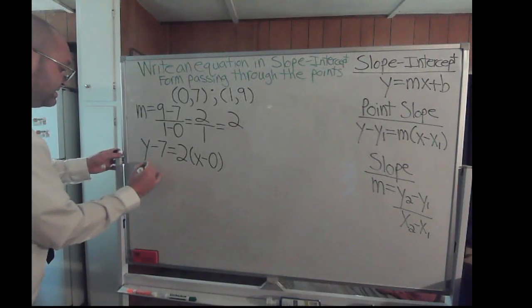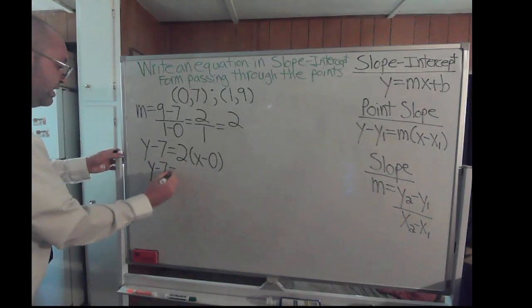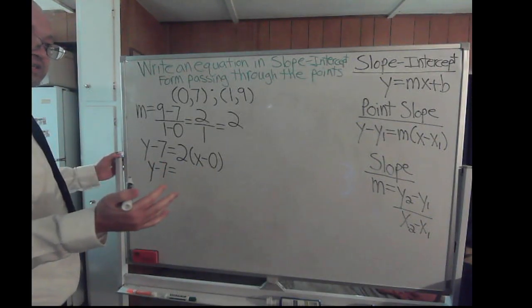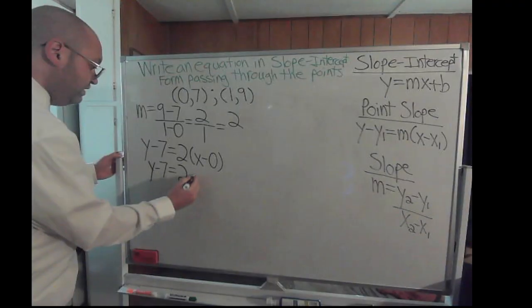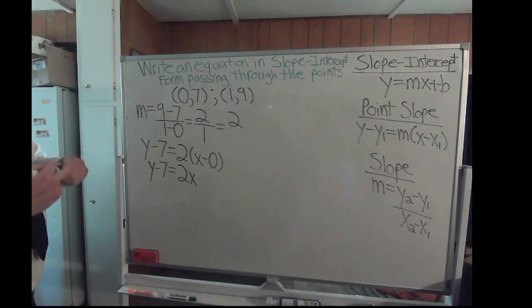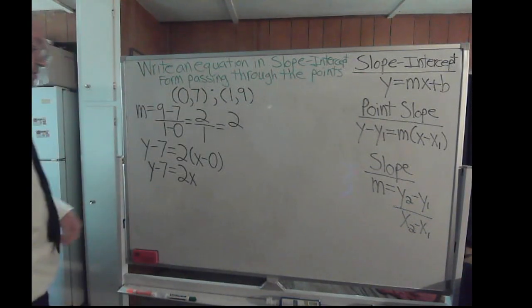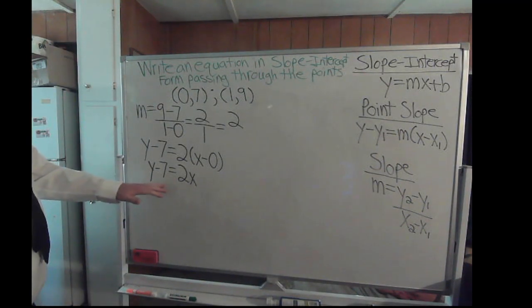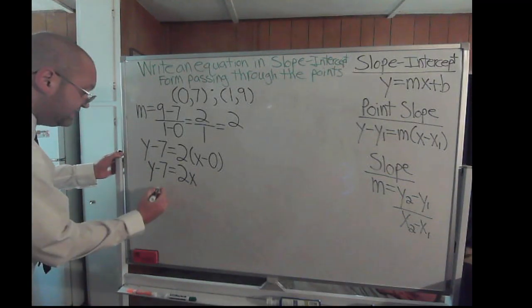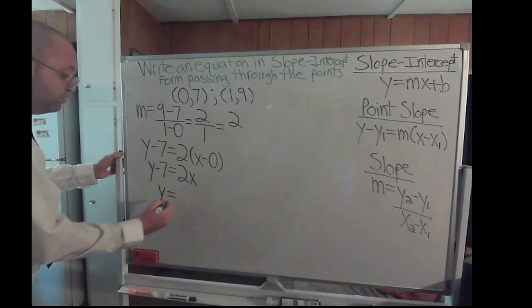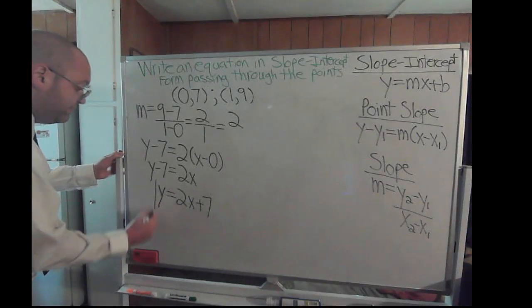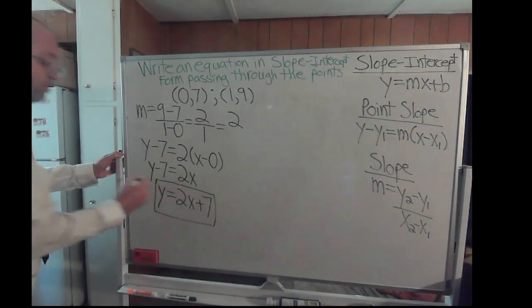We'll have y minus 7 on the left. We don't even need the distributive property because x minus 0 is x, so you just have 2 times x, which is 2x. Y minus 7 equals 2x. We want to get this into slope-intercept form ultimately, so we have to get y by itself on the left-hand side. We have minus 7, so we need to add 7. You add 7 to the left-hand side, you get y equals 2x. Now you add 7 to the right, so you have y equals 2x plus 7. That would be your slope-intercept form of the equation.